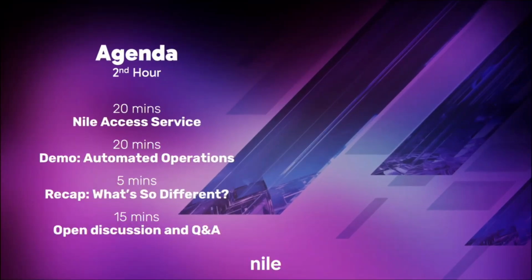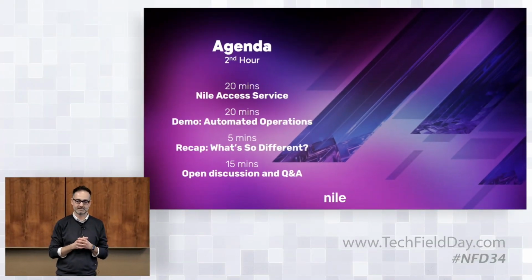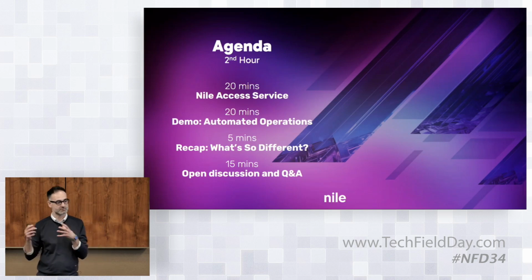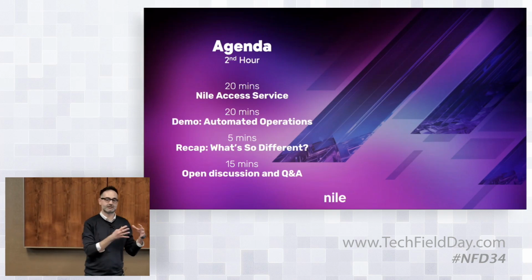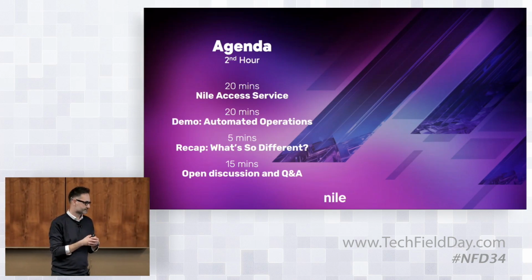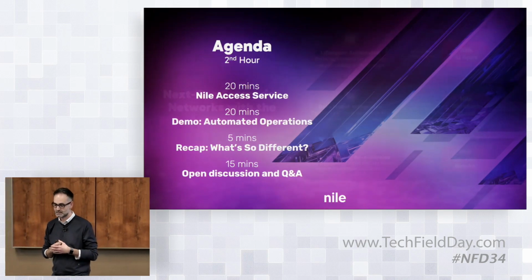Maybe there's a wireless issue. Maybe there's a wired issue. Maybe we need to fix a couple of bugs. Software still has bugs. Maybe we need to do a couple of upgrades. How do we tackle those? Automated operations. What does that closed loop automation look like for those types of things that we're shifting left and integrating into our technology? And we're going to recap and hopefully have a great open discussion and Q&A.